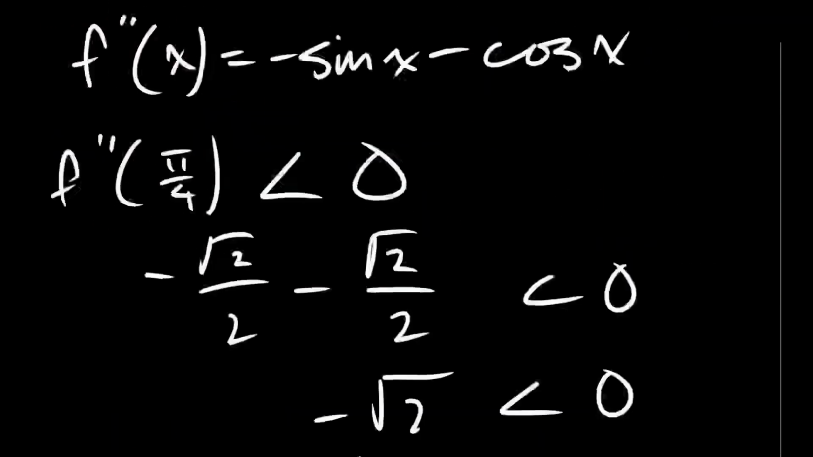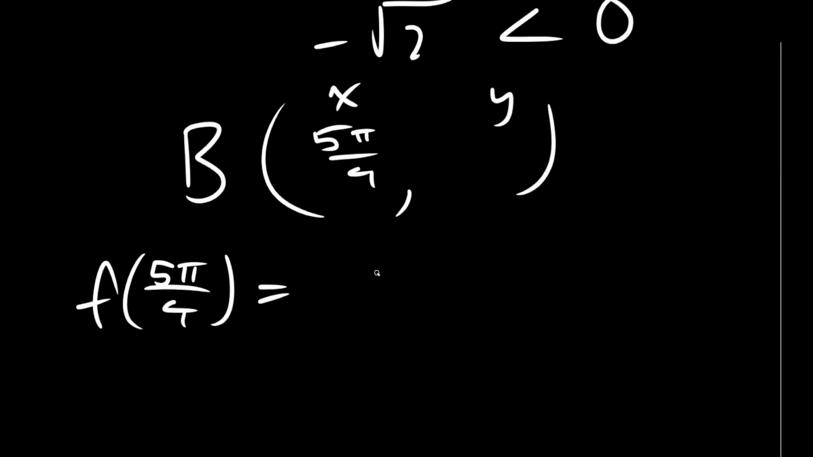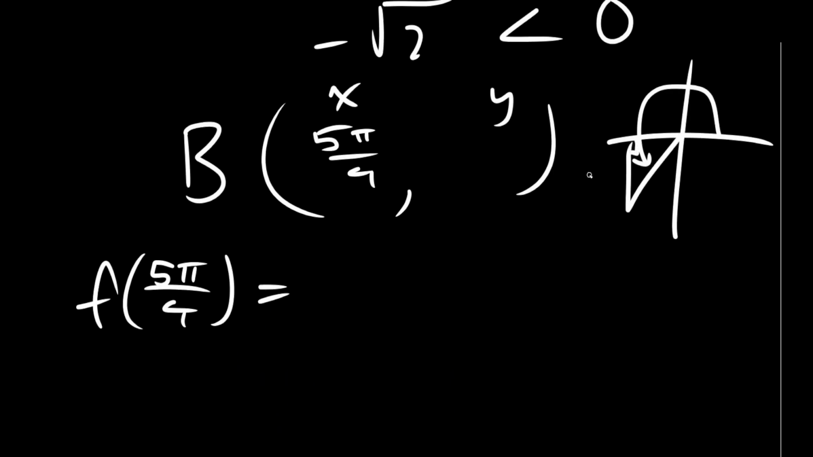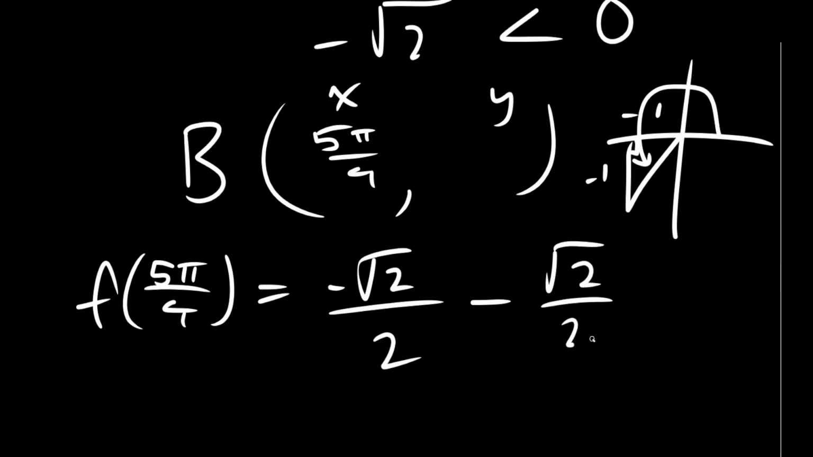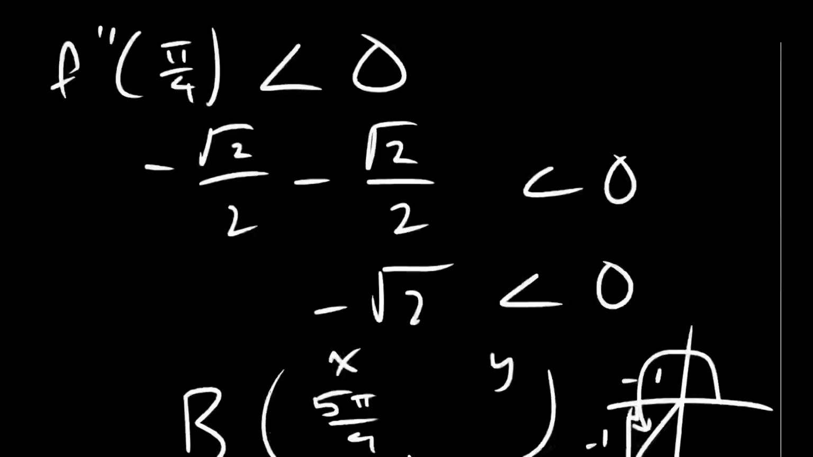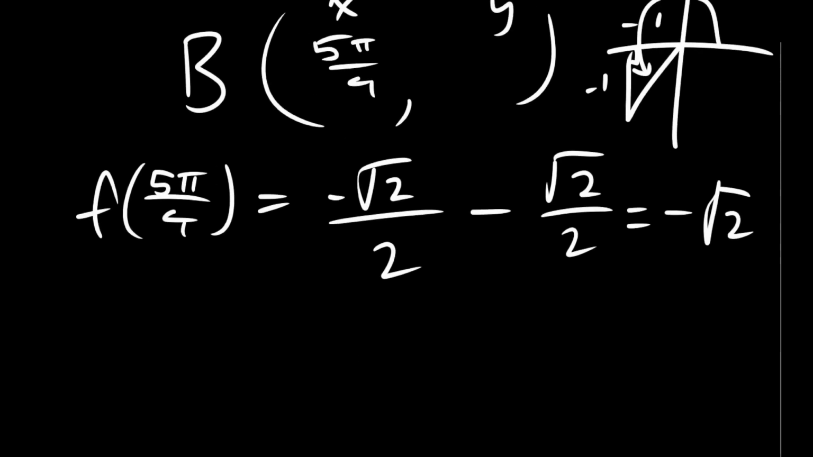So our function was cosine x plus sine x, at 5 pi over 4. So we will need to use the unit circle for this one because this is a quadrant where they are both negative. And since they're both negative, then we know that this is negative root 2 over 2 minus root 2 over 2, which is equal to negative root 2, which just so happens to coincide with the answer we had earlier. They have nothing to do with each other.